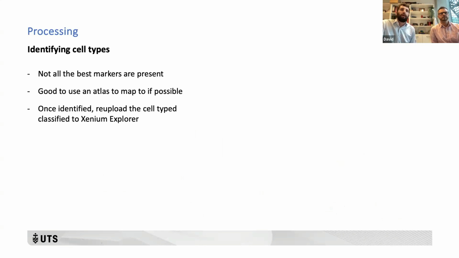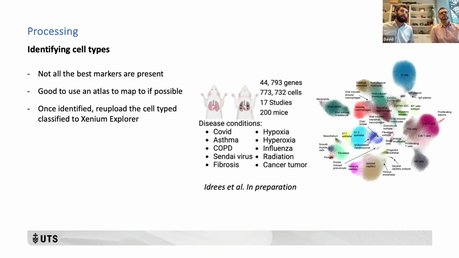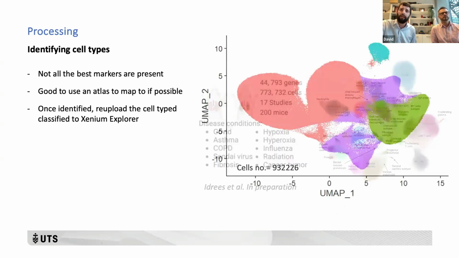Now, identifying cell types is a little bit more difficult than with single cell because you don't have all the genes that you'd normally have. So we only had 479. So it's good to have an atlas here. My lab has developed this mouse lung atlas, which we use predominantly to identify the specific markers for each cell type.